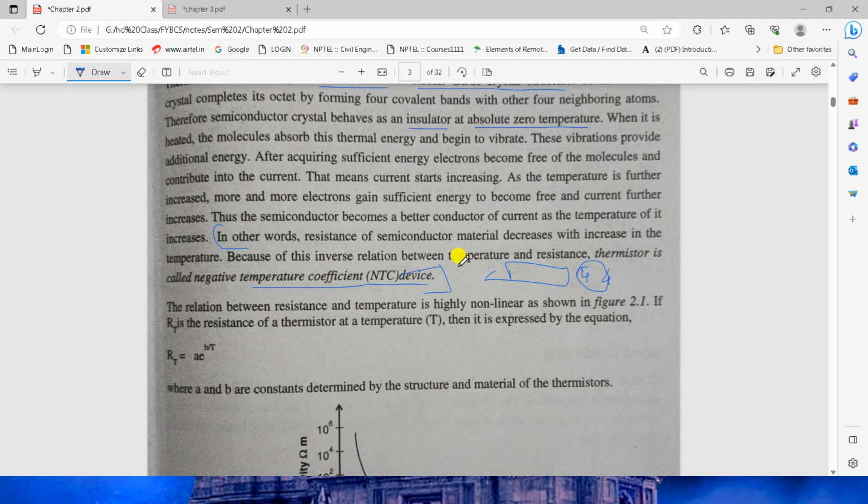Here, if the temperature increases, the resistance keeps decreasing. This is called the negative temperature coefficient. Because of this inverse relationship between temperature and resistance, the thermistor is called a negative temperature coefficient thermistor. The relation between the resistance and temperature is highly non-linear, as shown in this figure.